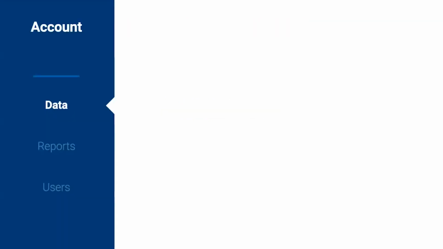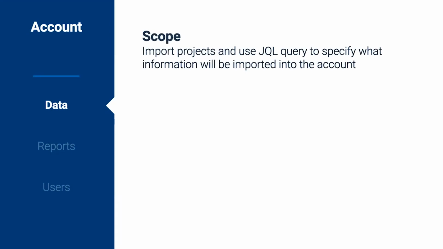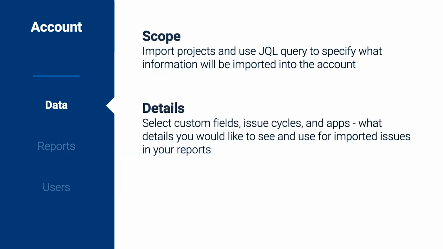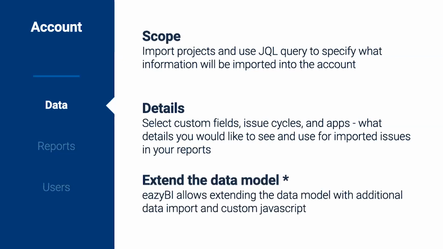It has a set of data, it has a set of reports or measures, and users. So for accounts, there is a scope, what you are importing in terms of projects, or for example, some limitations by JQL query. Then details, what you are importing for those data. Custom fields, cycles, apps, or whatever you would like to see. And then I would like to stress that there is an option to extend the data model. And maybe it's a more advanced part, but it could be used for your benefit.